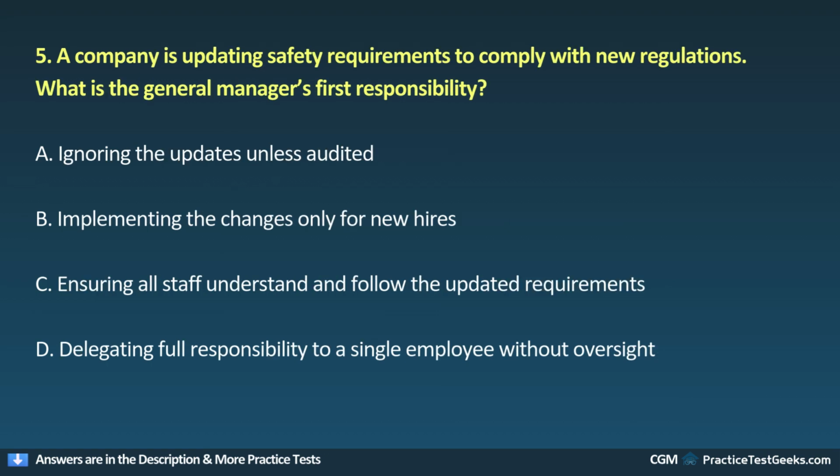5. A company is updating safety requirements to comply with new regulations. What is the general manager's first responsibility? A. Ignoring the updates unless audited. B. Implementing the changes only for new hires. C. Ensuring all staff understand and follow the updated requirements. D. Delegating full responsibility to a single employee without oversight.